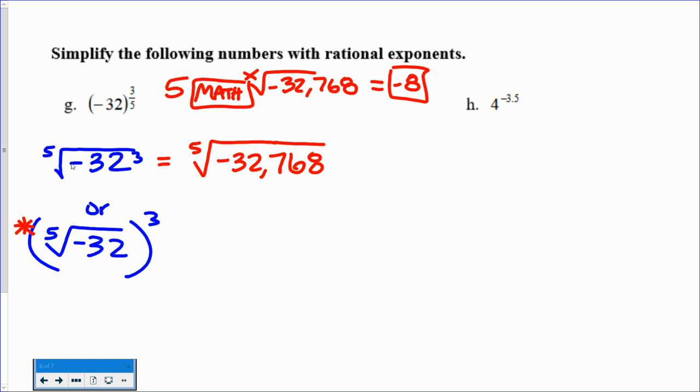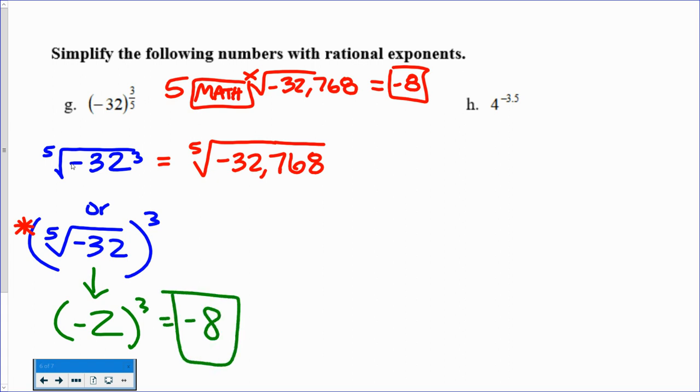If I go this route and I do the 5th root first, the 5th root of negative 32, I know. Maybe you don't know, hopefully you know it at this time from doing all the problems you've been working on in this unit. But that gives me negative 2. Negative 2 to the 3rd power is negative 8. I'm done. I never had to pull out my calculator for that.